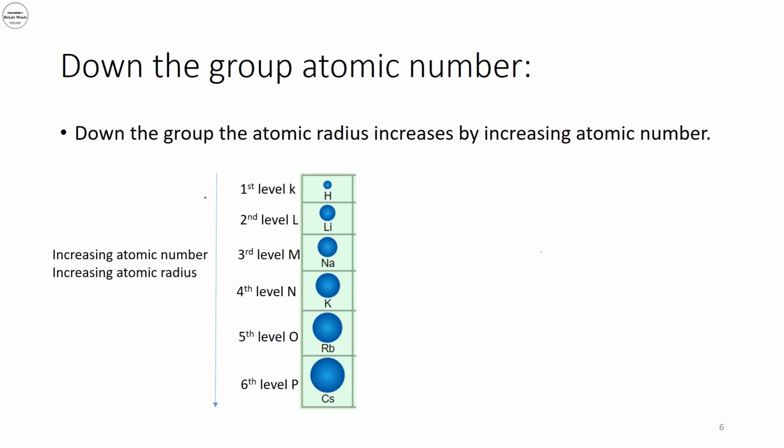Now, moving down the group, you are increasing the atomic number, but you are also increasing the number of levels. So instead of level 1, you are moving to level 2, level 3. So you are increasing the distance between the nucleus and those levels. This is why the attraction starts to decrease. So the atomic radius is increasing because you are increasing the number of levels, and this would increase the distance between the nucleus and the electrons of the outermost shell, which will increase the atomic radius.